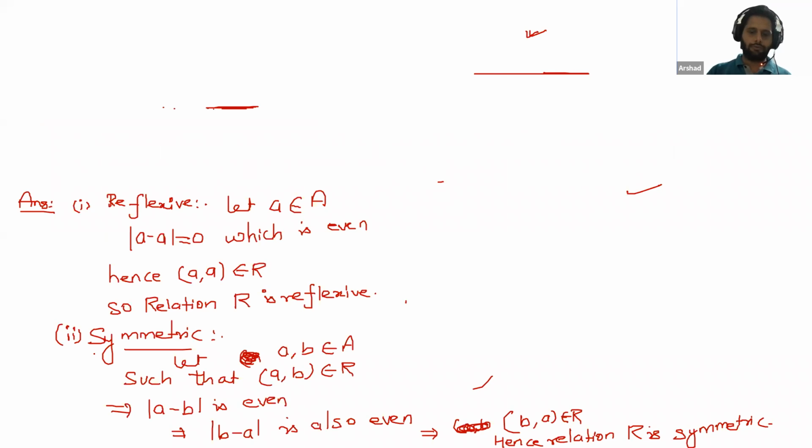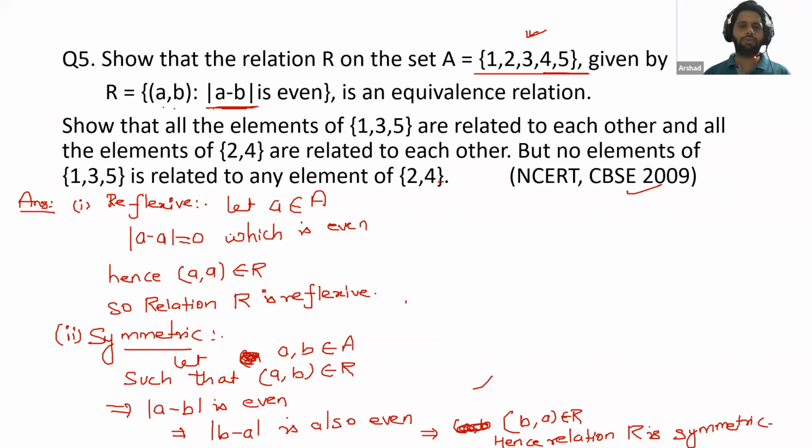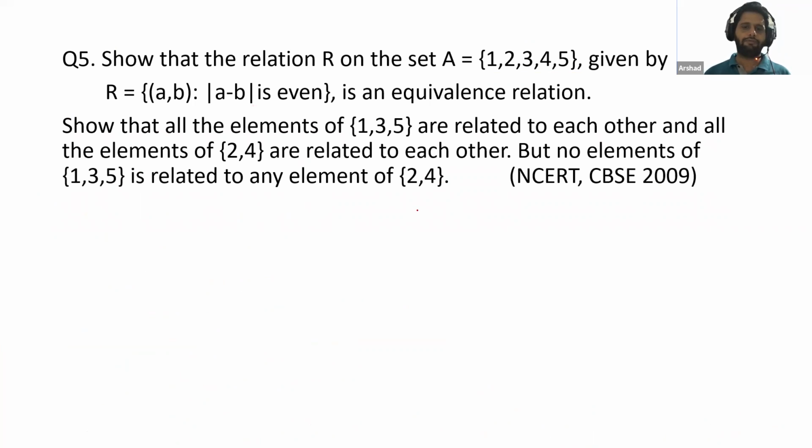Now, the next part is to show that all the elements of {1, 3, 5} are related to each other. They are saying that 1, 3, 5 will be related to each other. That means 1 will be related with 3, 1 will be related with 5, and 2, 4 are related to each other. But no element of {1, 3, 5} is related to any element of {2, 4}. First of all, can anyone tell me whether this statement is true or false? This statement says that 1, 3, 5 will be related with 1, 3, 5 only and 2, 4 will be related with 2, 4 only. So is this statement true or false?